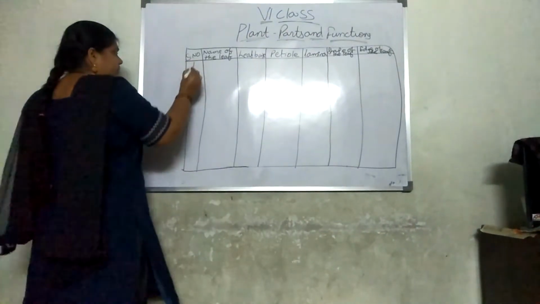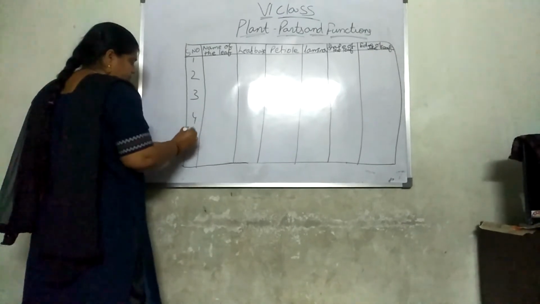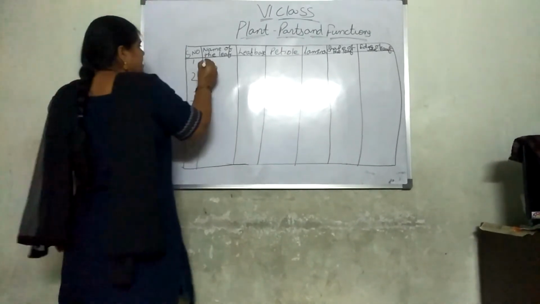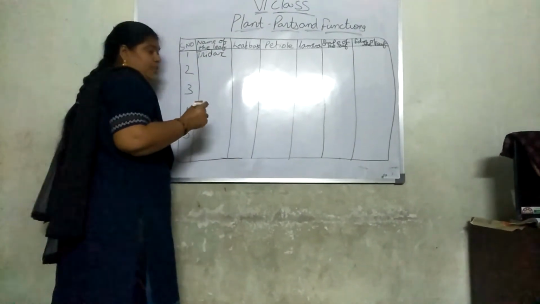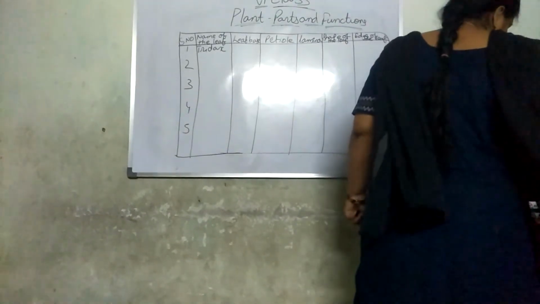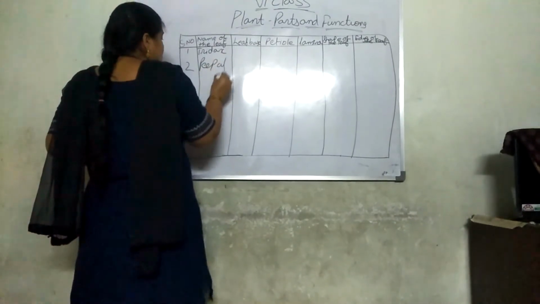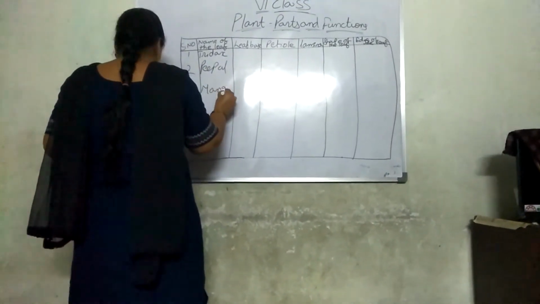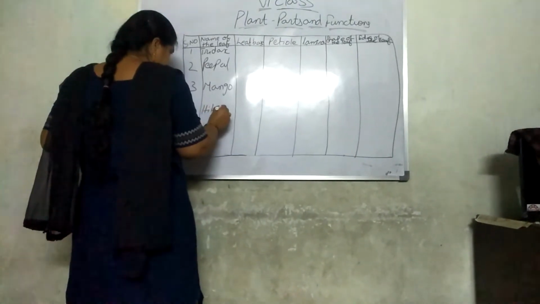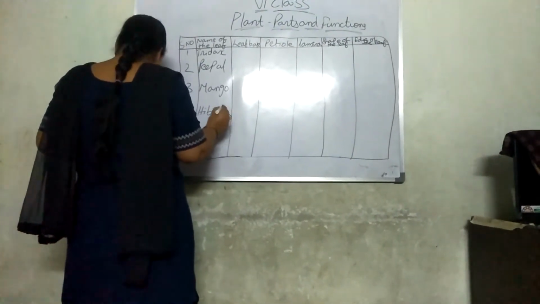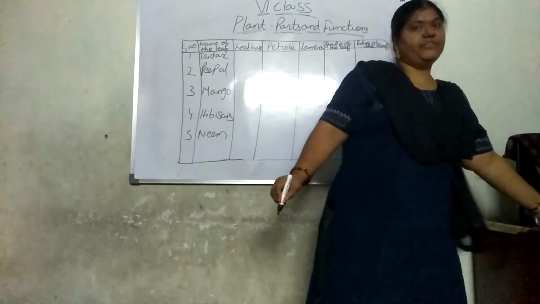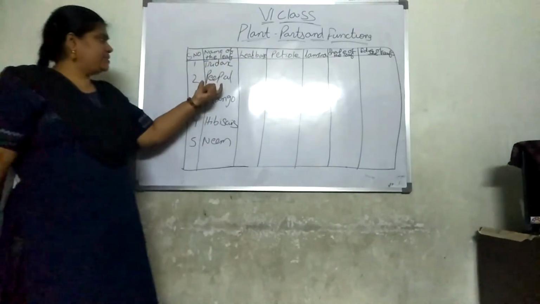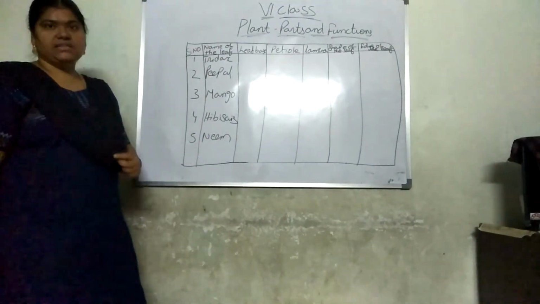So how many plants are we taking? 1, 2, 3, 4, 5. The first one is Tridax. Next, what are the plants we have taken here? Tridax, peepal, mango, hibiscus, and the next, neem. So see here the different plants we have taken: Tridax, peepal, mango, hibiscus and neem.